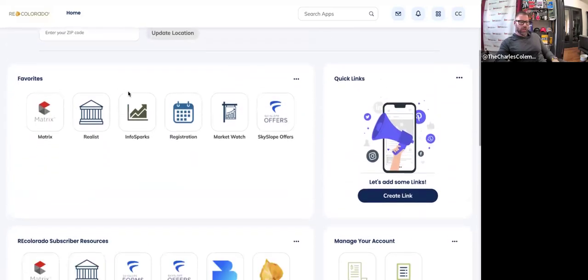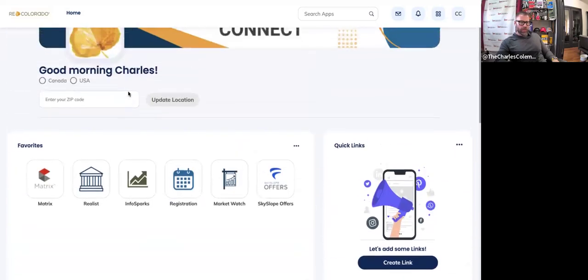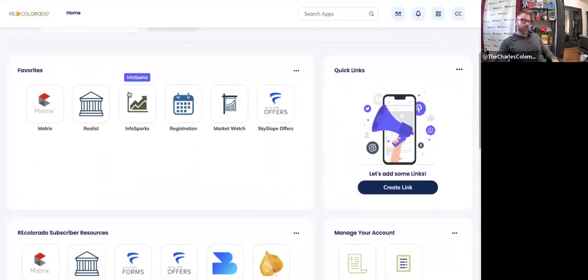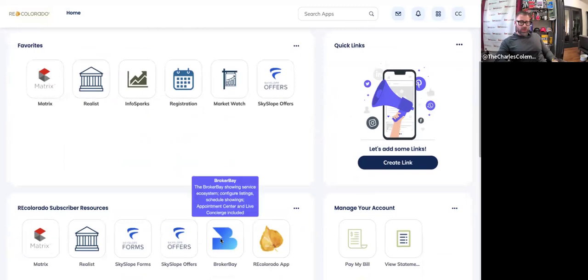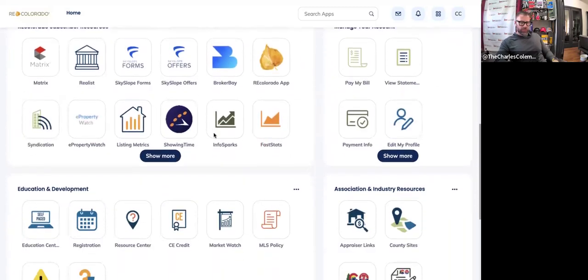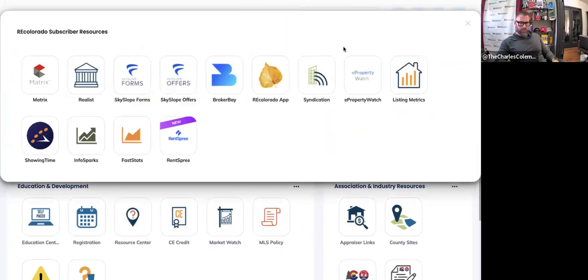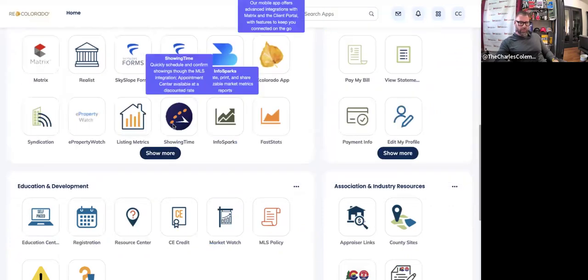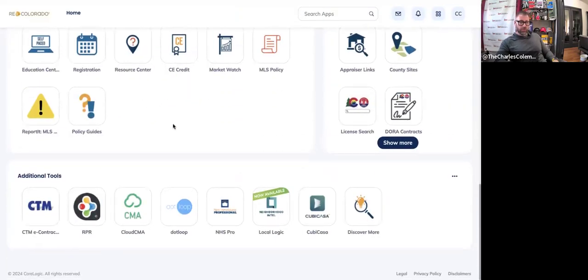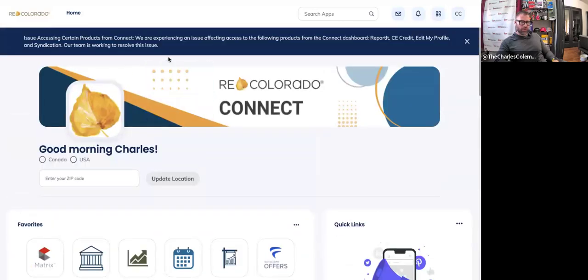And so what we're on right now is we're just on Connect. We're in RE Colorado, and through RE Colorado, we have a couple different applets depending on what your configuration looks like. We have all these down here. There's more, right? Like there's a couple more, but here's what all the applets that we have accessible to us through our membership with RE Colorado.